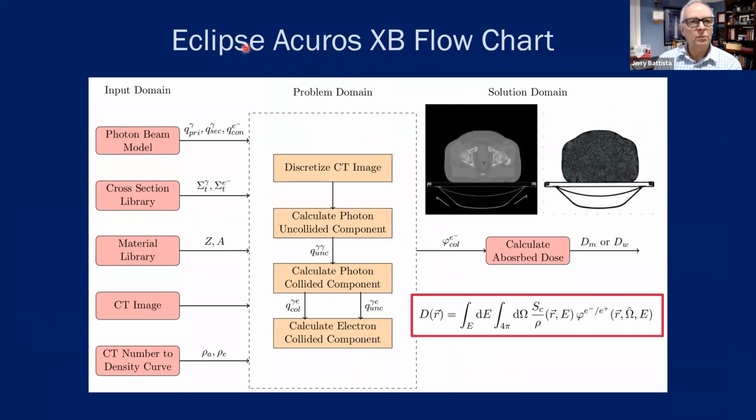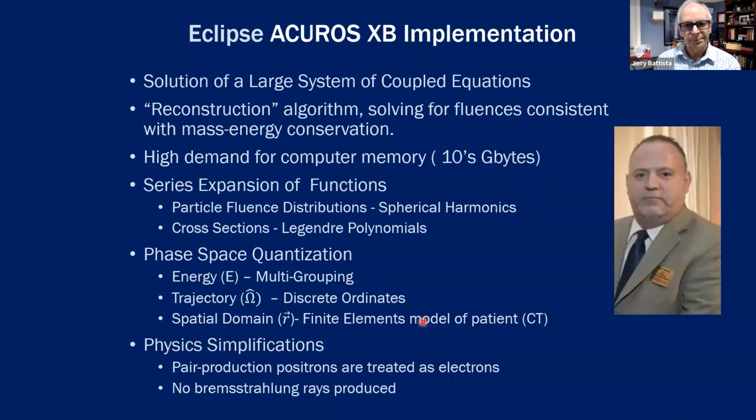The Eclipse algorithm is called Accuros, and there are many steps involved. The patient is actually quantized into a, I forget what the name is now, let's see, finite elements like this. And then eventually we obtain, after all this is done, the electron fluence. Remember, all dose is deposited by electrons. So it calculates the fluence of electrons and you can get the dose out of it. And that's what that looks like. Again, if you know the stopping powers of the materials and you know the fluence of the electrons or positrons, you can get the dose.